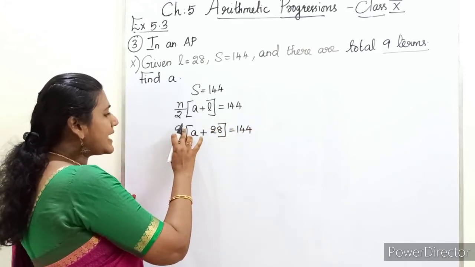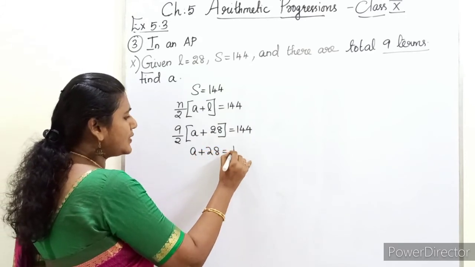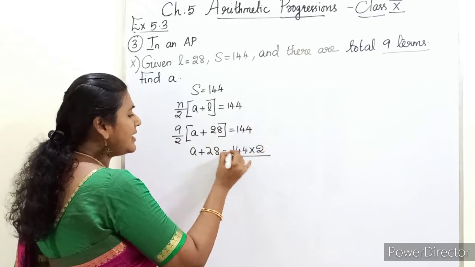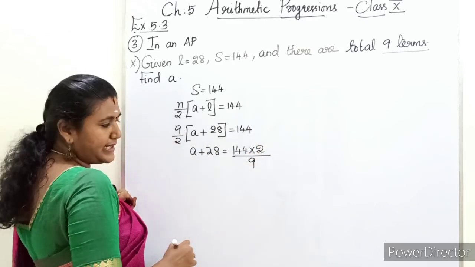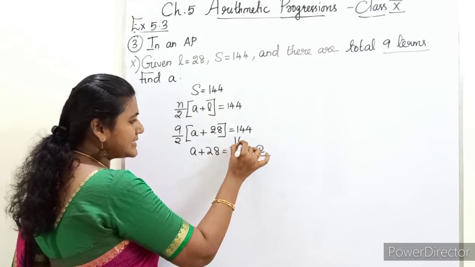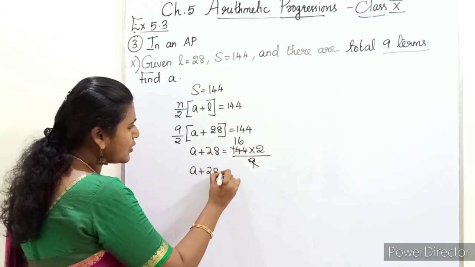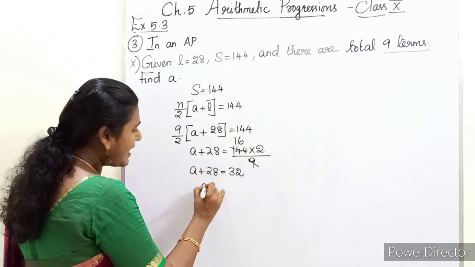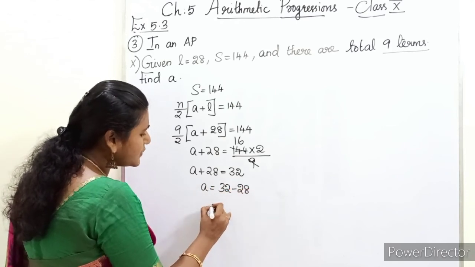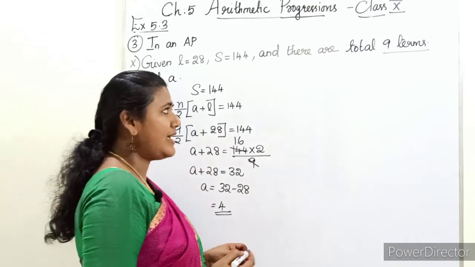Now we will take this 9 by 2 to this side. So A plus 28 is equal to 144 into 2 in the numerator and 9 in the denominator. Now we can cancel 9 and 144. When you cancel, you will get 16. So A plus 28 is equal to 32. So the value of A is equal to 32 minus 28. So the value of A is equal to 4. So we got the value of A.